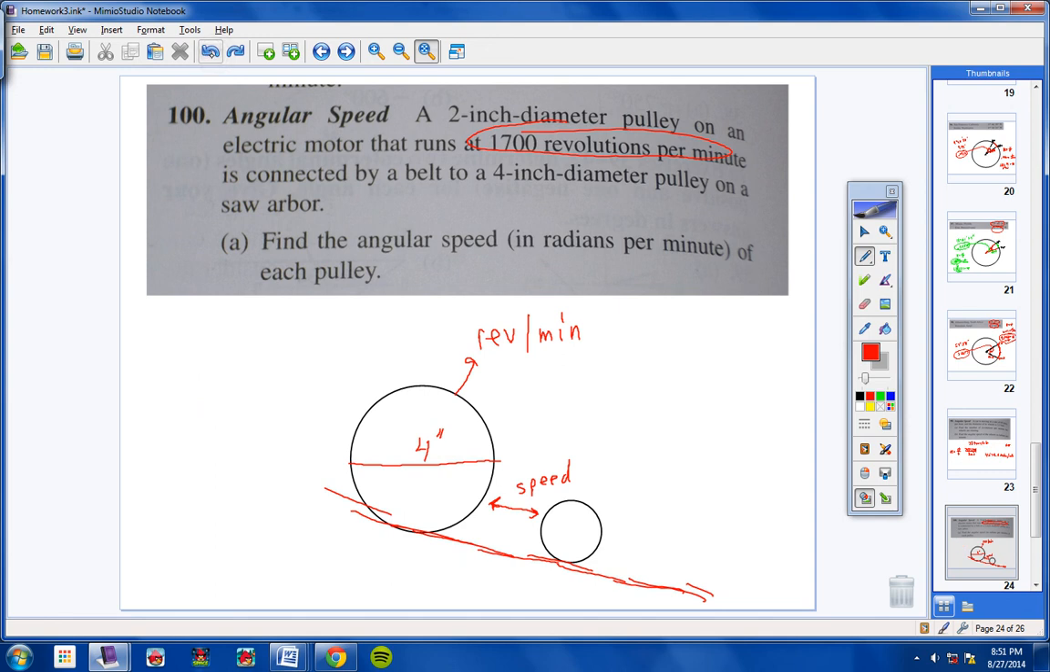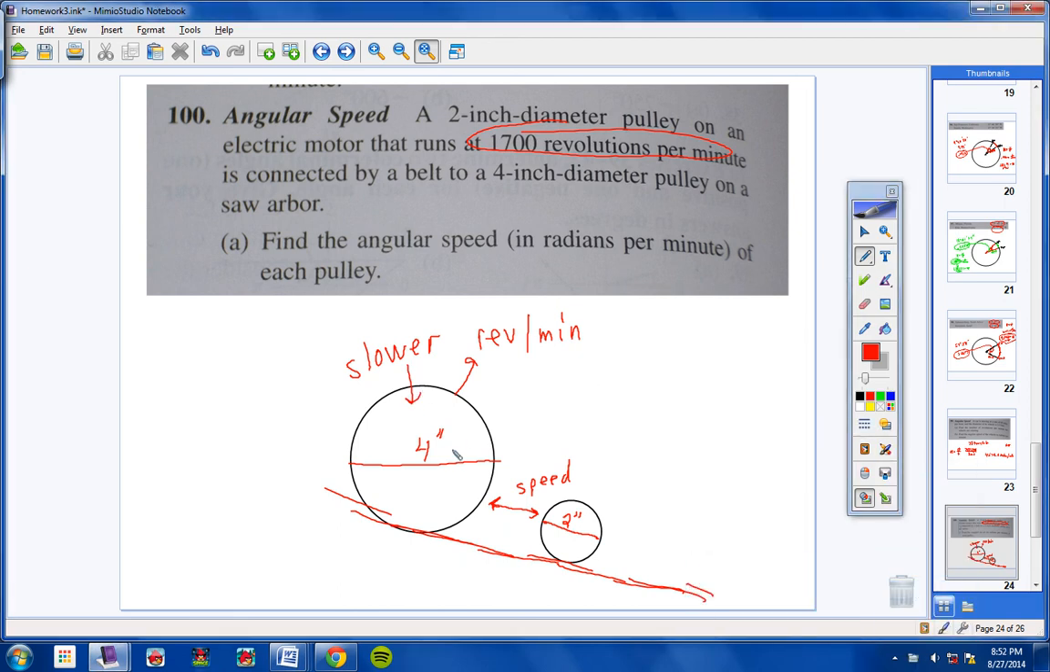I hope you're getting that. So here's what I'm trying to show you. The smaller diameter is going to have to rotate. Put 2 inches here. The smaller pulley diameter is going to have to rotate or revolve faster than this one. And this one here is going to revolve slower.